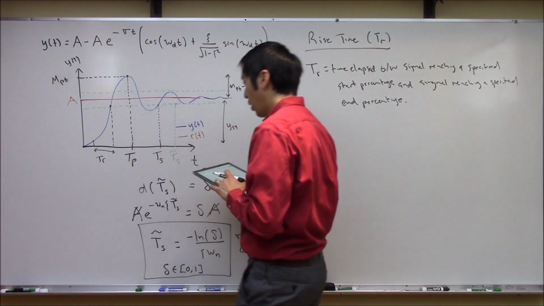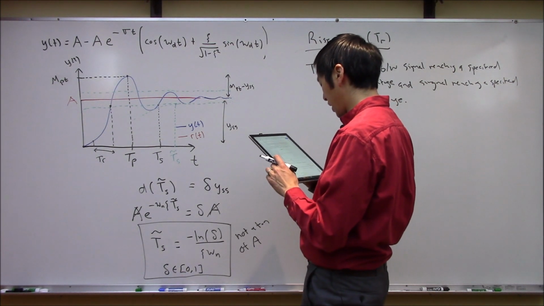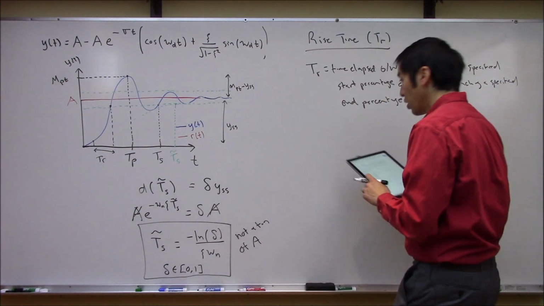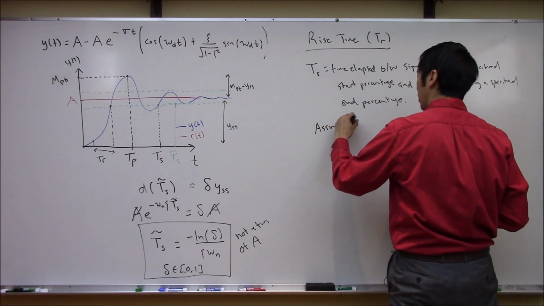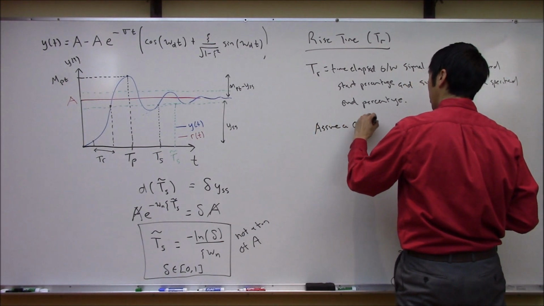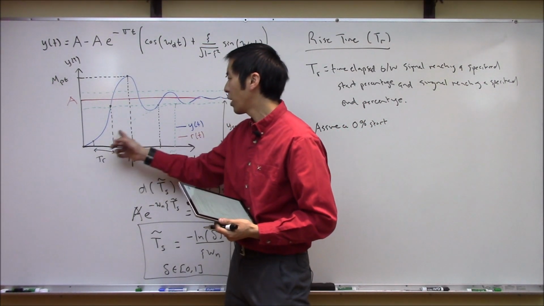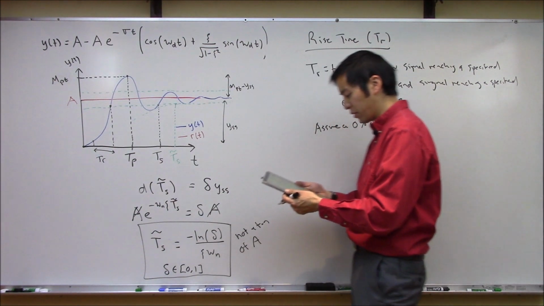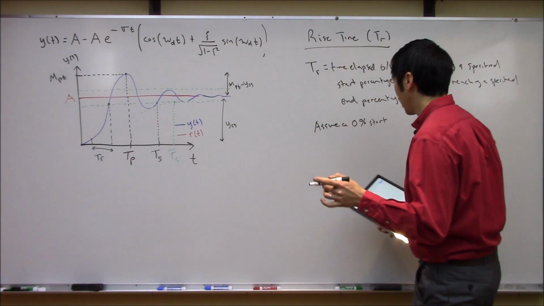Okay, so let's see if we can get a little bit of insight into this. Let's assume a 0% start. So now I'm really interested in, as soon as you hit time 0, how long does it take to get within some delta of the final value. Okay, sorry, I'm back. The camera battery died, so I had to switch it.